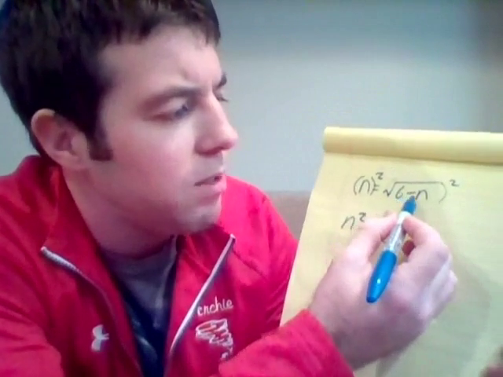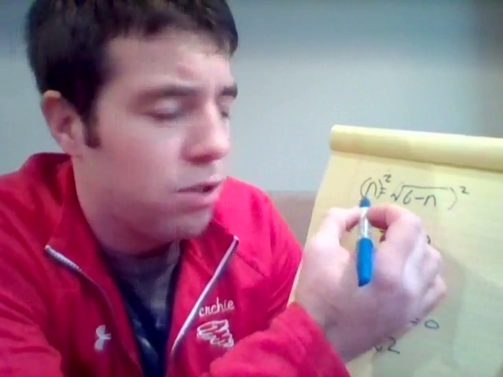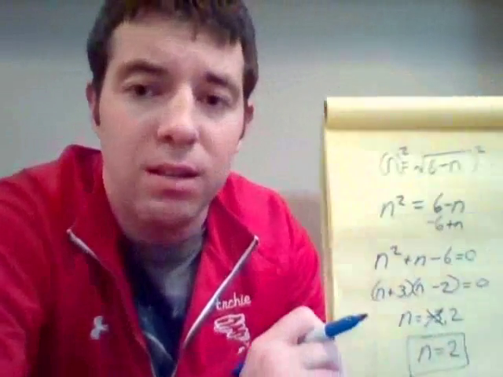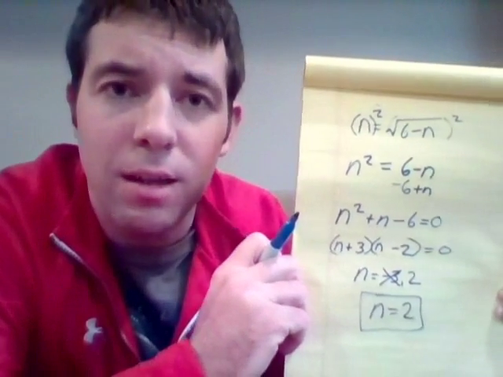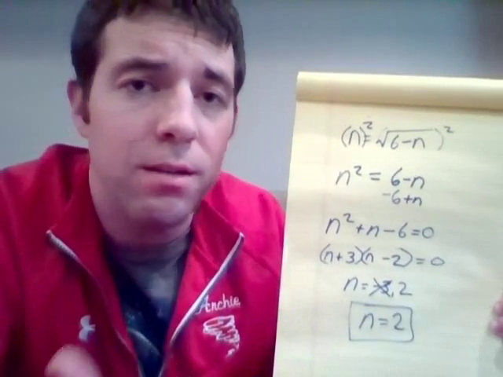Let's try with the 2. 6 minus 2 is 4. Radical 4 is 2. Those equal each other. So 2 is my answer. So on all of these, you will have to check them to make sure that they work. Alright? Hopefully you get this, and good luck.